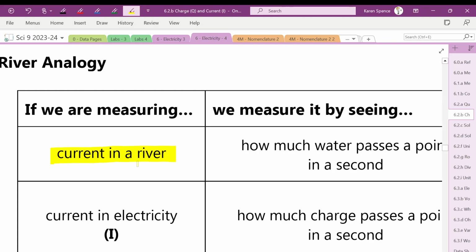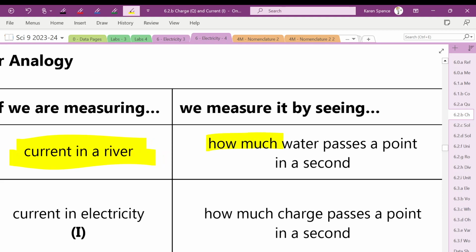Okay, so current in a river. We would measure how much water passes a point in a second. So it's the water per second, yes? Water per second. That's the current of water. Now, if we're doing current in electricity, that would be like electrons flowing in a wire.